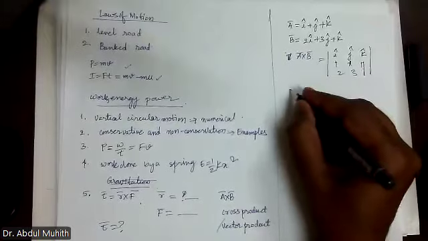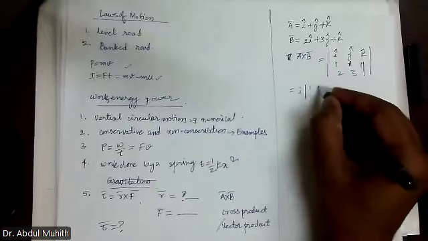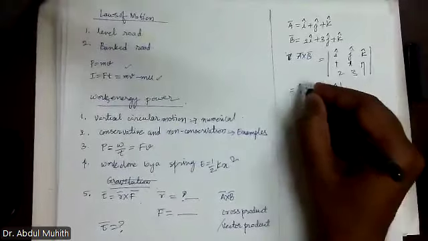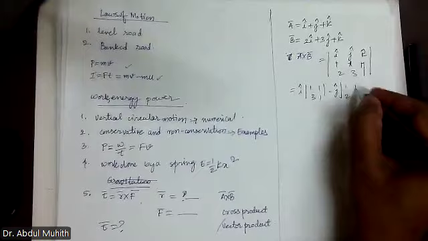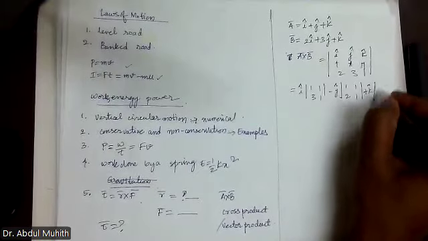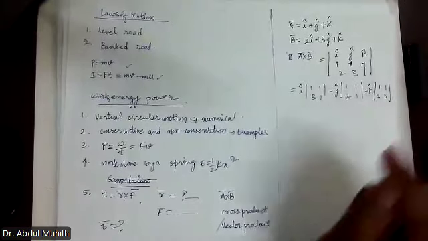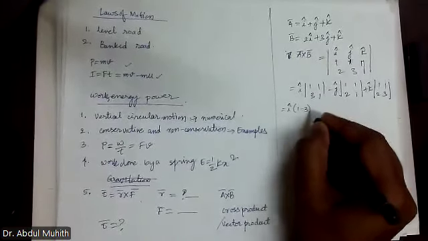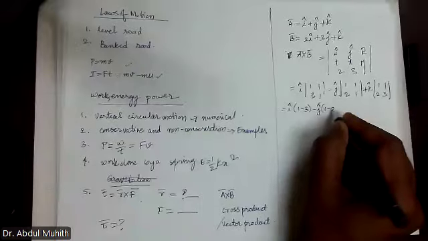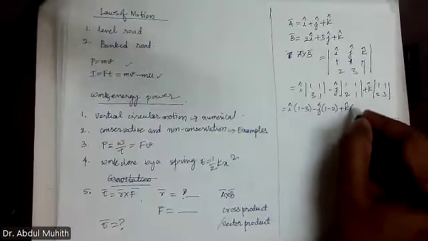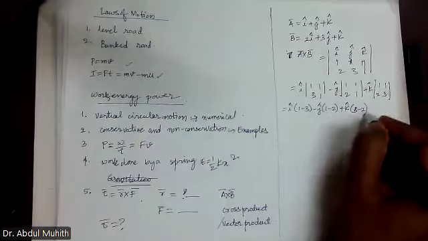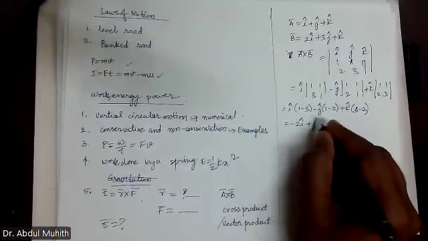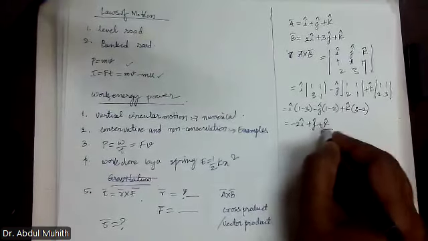And you will find out the vector: i cap into (1, 1, 3, 1) minus j cap into (1, 2, 1, 1) plus k cap into (1, 1, 2, 3). Is it clear? So i cap into 1 minus 3, minus j cap into 1 minus 2, plus k cap into 3 minus okay. So it will become 2i cap minus j cap plus k cap. Like this, you'll get a resultant vector.